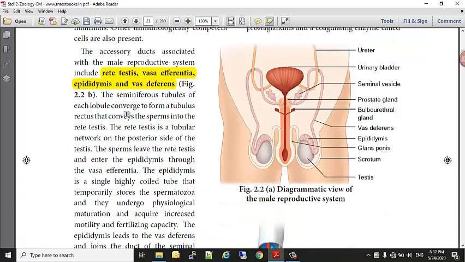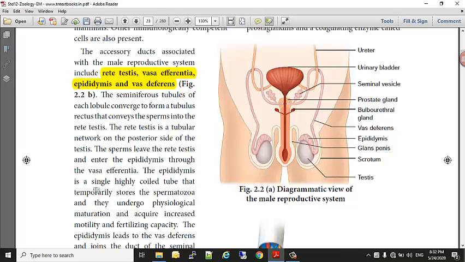Seminiferous tubules of each lobule converge to form a tubulus rectus and convey the sperm into the rete testis. And further, the rete testis is a tubular network on the posterior side of the testis, and the sperm leave the rete testis and enter the epididymis through vasa efferentia.